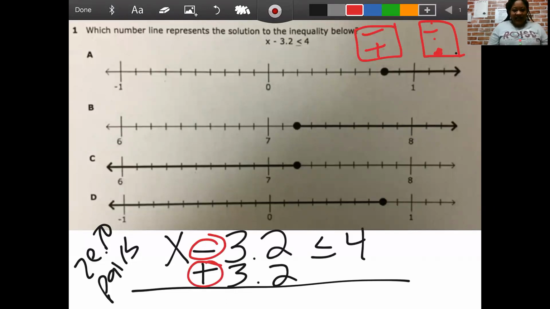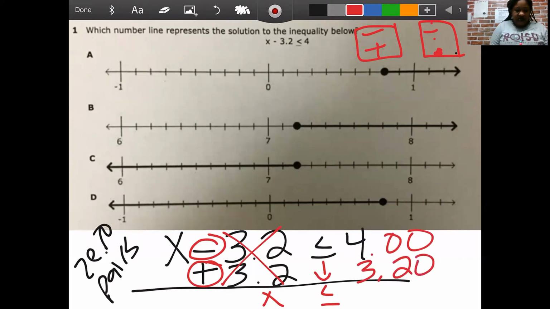We have to isolate the x. So negative 3.2 and a positive 3.2 equals 0. Then all you're left with is x, and you bring your sign down. What you do to the left, you have to do to the right, because it has to balance and stay equal, okay? Now think of this like money. So 4 is really $4, and you're going to add 3.2 because that's what you did to the other side. Now let's add. And so you have 7.2. So x is less than or equal to 7.2.